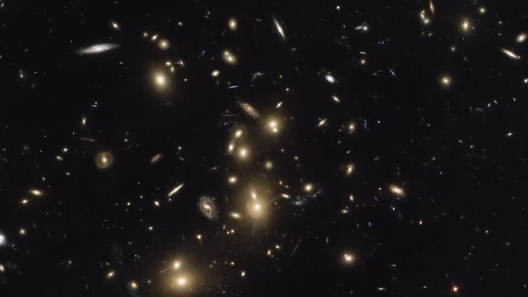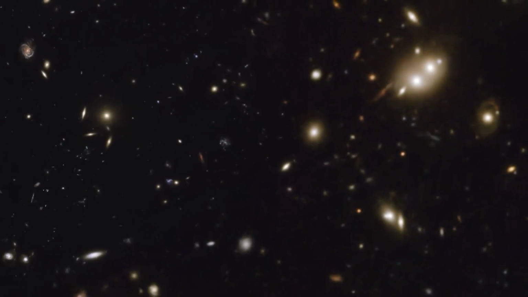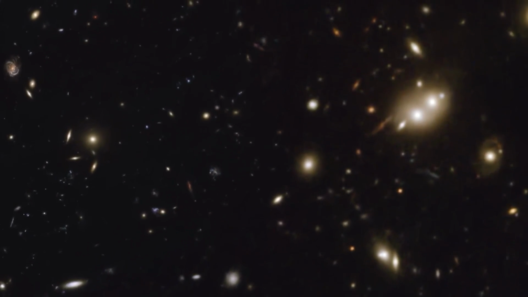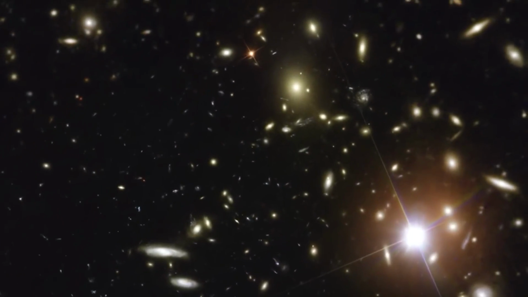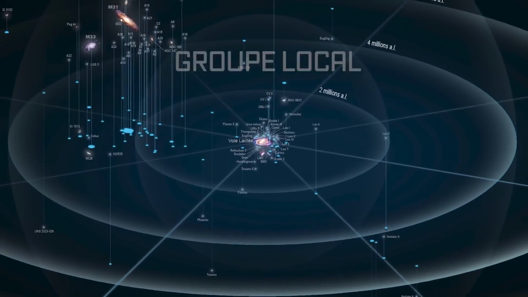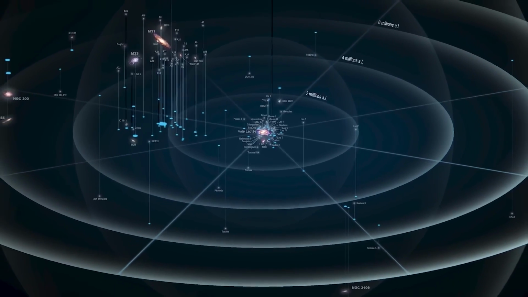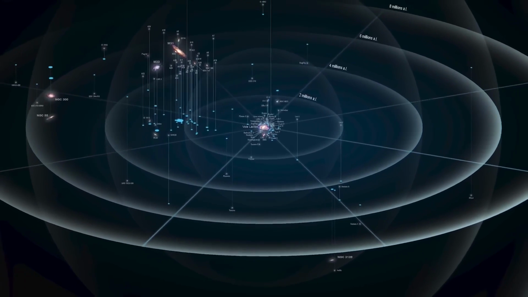Let's begin with the groups we belong to and gradually increase their size. Our galaxy, the Milky Way, with its 100,000 light-years in diameter, belongs to what we call our local group. On the scale of the universe, this group, which takes the shape of a sphere about 10 million light-years in radius and contains around 50 other galaxies, is just next door.